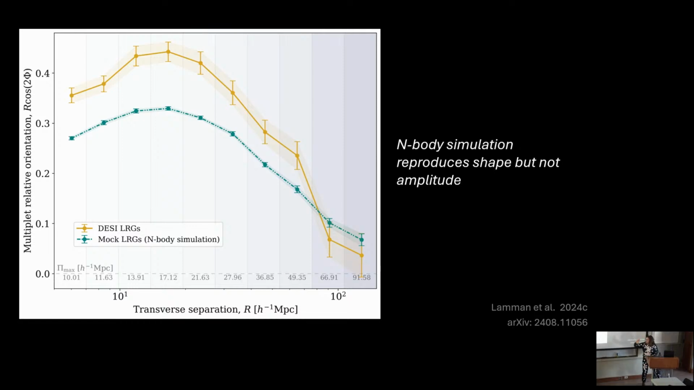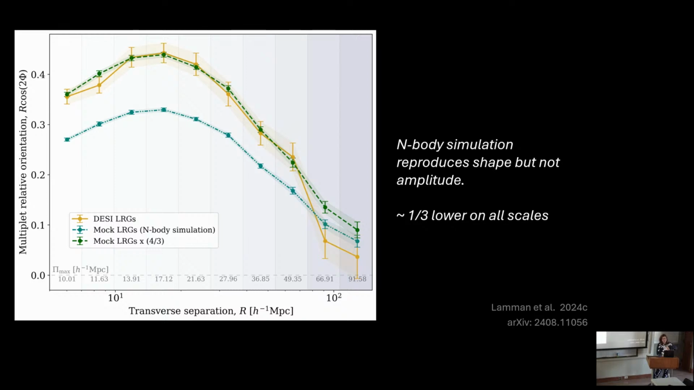Generally, on really large scales, we can trust information we get from N-body simulations. We're well into the linear regime. But because this correlation is connected to small scales, it doesn't totally reproduce it. It's much lower, but it actually does match the scale dependence. So here I've just multiplied it, added 30% onto this signal.